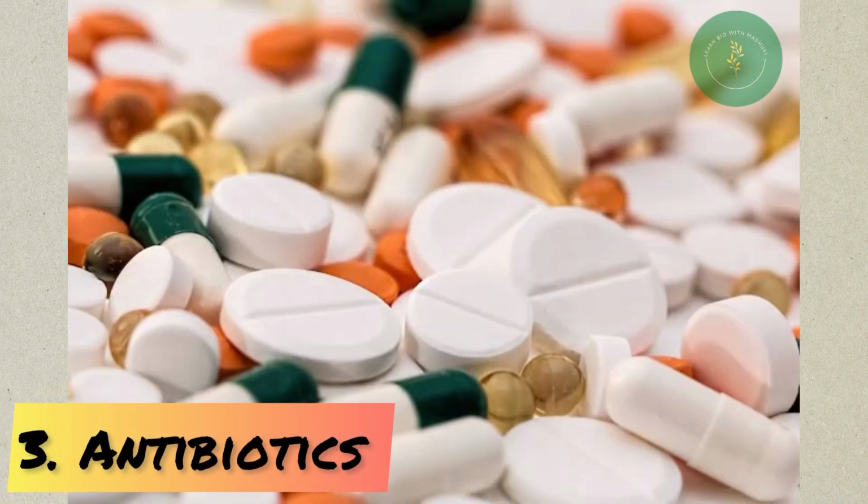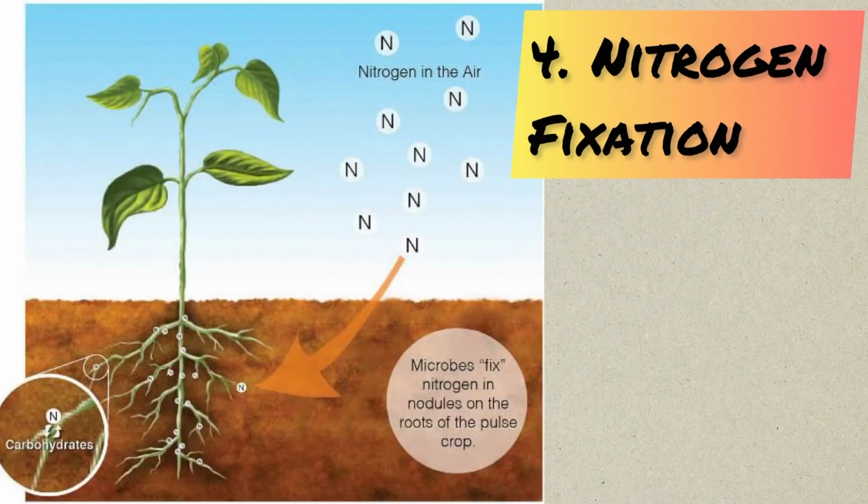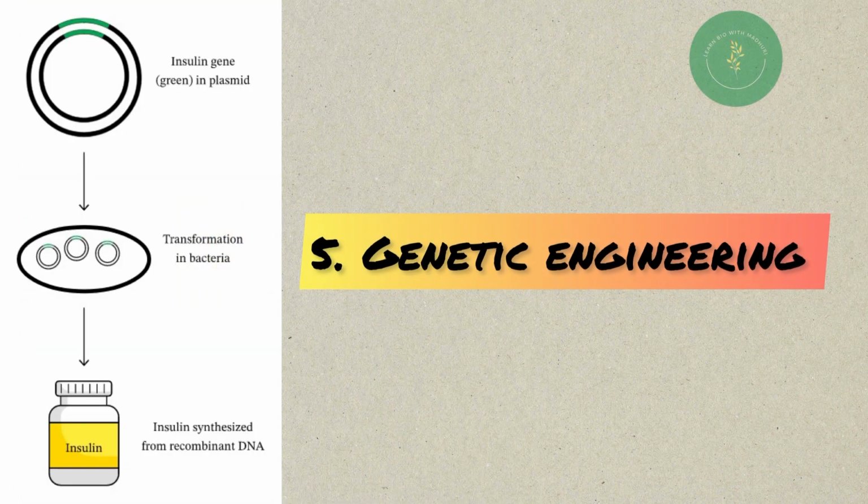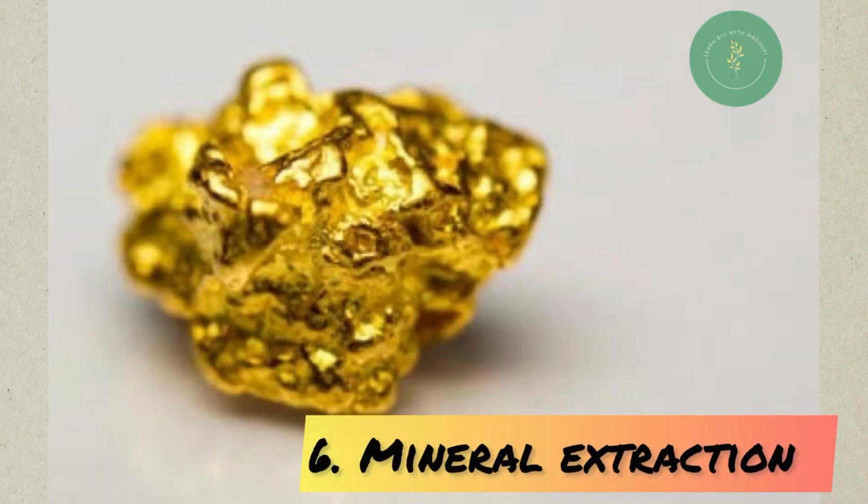3. Antibiotics. Many bacteria are used in the production of antibiotics, for example streptomycin, erythromycin, etc. 4. Nitrogen fixation. Bacteria increase soil fertility by fixing atmospheric nitrogen in the soil, for example Rhizobium, Nitrobacter, etc. 5. Genetic engineering. Genetically engineered bacteria yield useful substances. For example, the bacterium used here is E. coli.